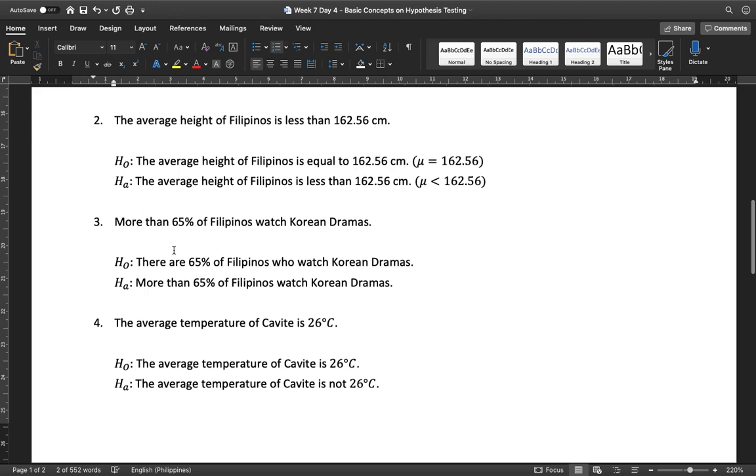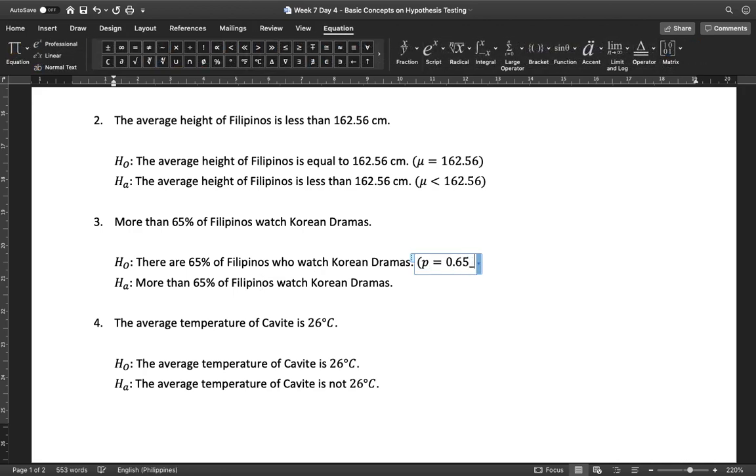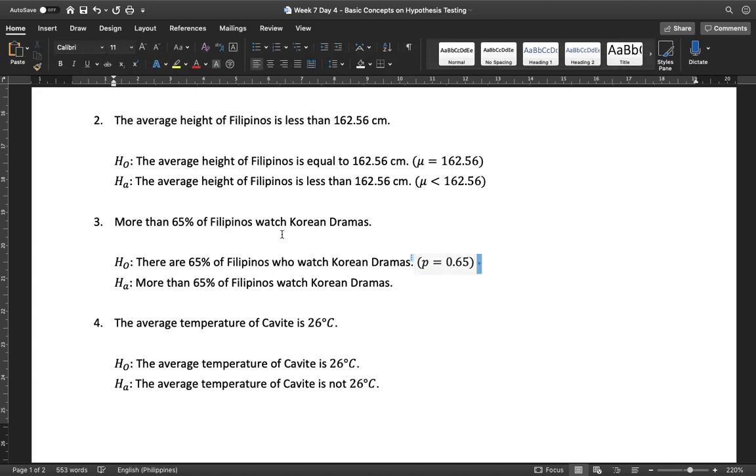In the third one, the claim is more than 65% of Filipinos watch Korean dramas. So the first thing that we do, check natin ano ba yung null hypothesis natin. Dapat equal yung parameter at yung hypothesized value. Anong parameter natin? Yung proportion ng Filipinos na nanonood ng K-drama. So, equal natin siya kay 65. There are 65% of Filipinos who watch Korean drama. Remember this, a proportion. P equals 0.65. And, equal sila. Sa alternative, hindi sila equal.